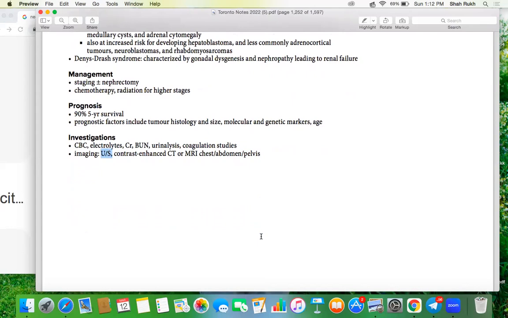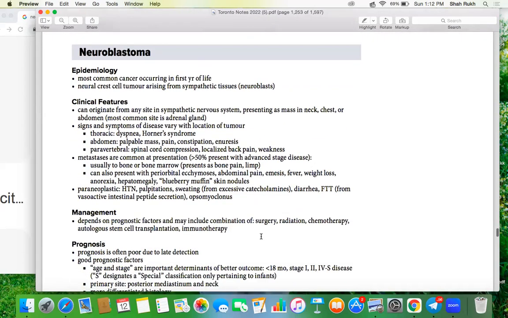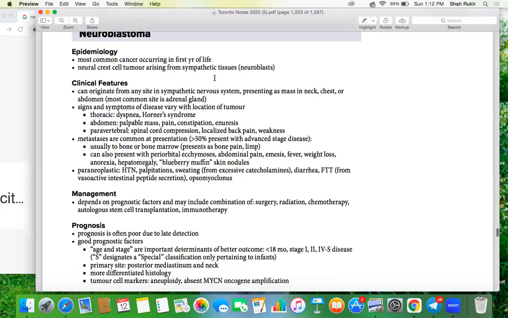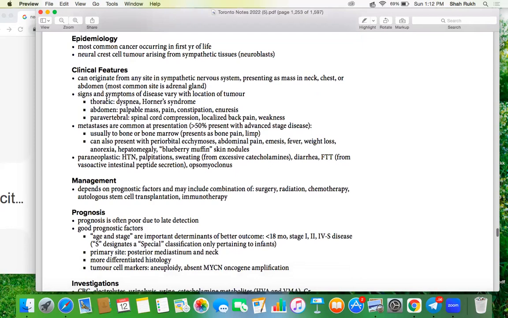But wherever it is needed, you have to write it down. Okay. Then comes neuroblastoma, the most common cancer occurring in the first year of life, a tumor of neuroblast cells arising from the sympathetic tissues. Then clinical features: it can present in the thoracic, abdominal, or paravertebral region, any of these.